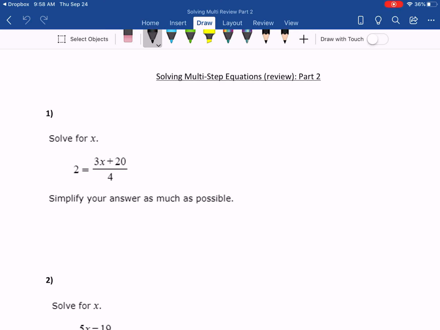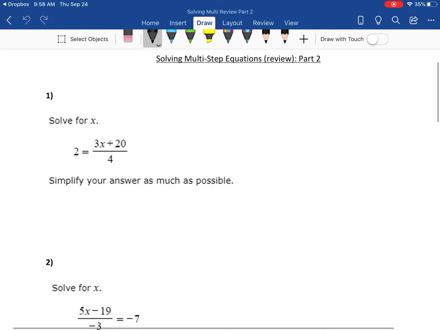Okay, so this is the video for the second part of the review on solving equations. So you should have downloaded the notes, printed them, or you're following along and copying the examples and doing what I do. Either way, the note should be going in the note section of your binder.